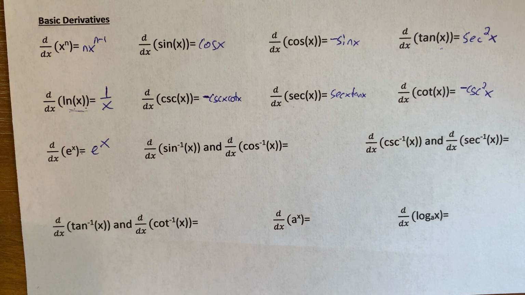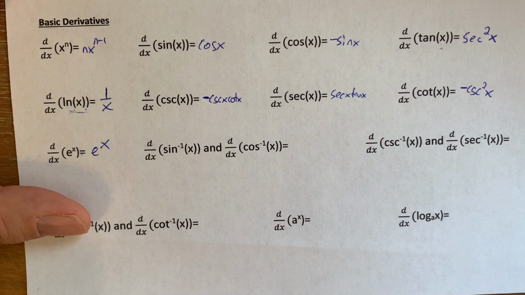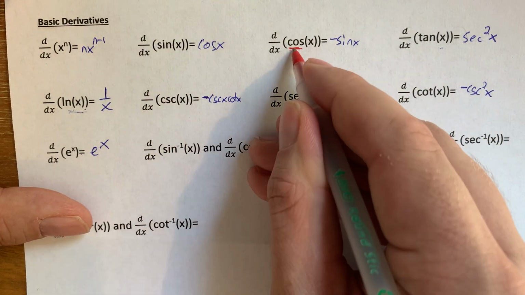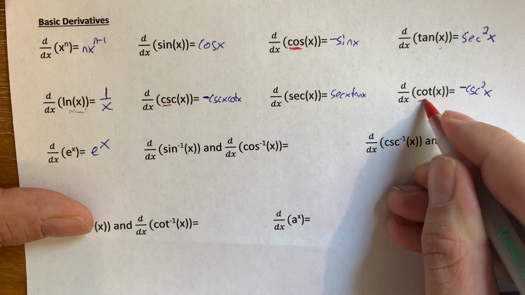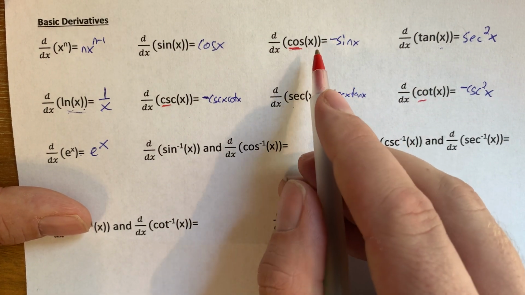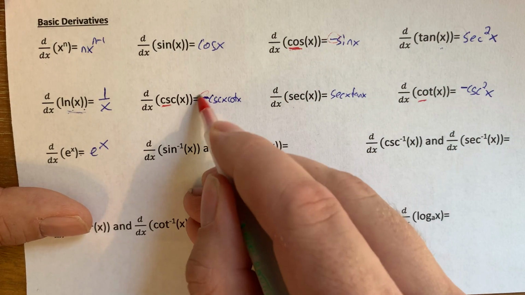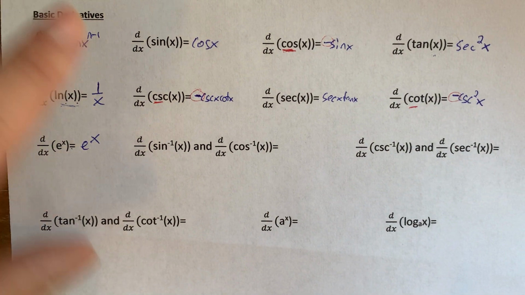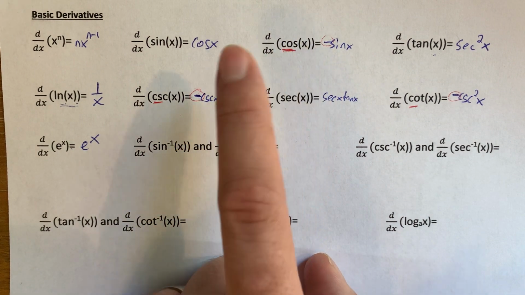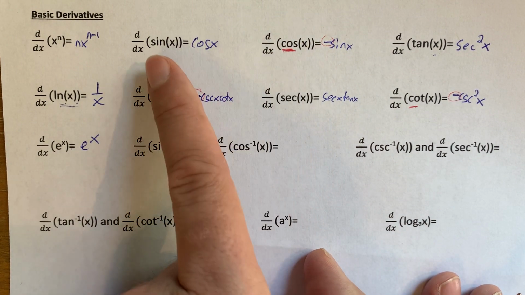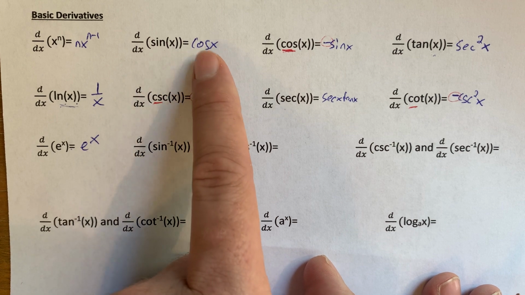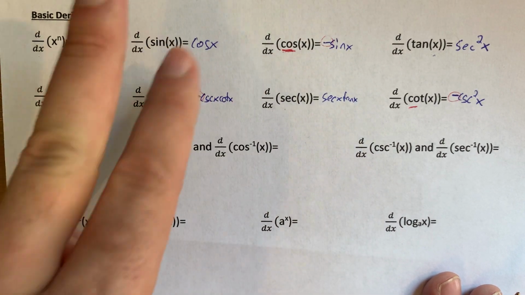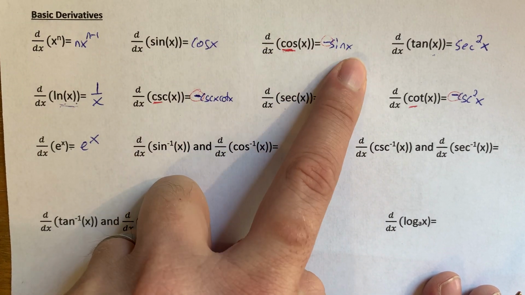I would like to show you a nice trick that I think is worth memorizing. All the ones that have co in them, cosine, cosecant, cotangent, those ones are all negative. Did you notice that they all have a negative? So the derivative of anything that starts with co will be a negative, and it's the exact same thing as the derivative of the one that isn't the co. So the derivative of sine was cosine, so the derivative of cosine is going to be negative of the opposite, so negative sine of x.